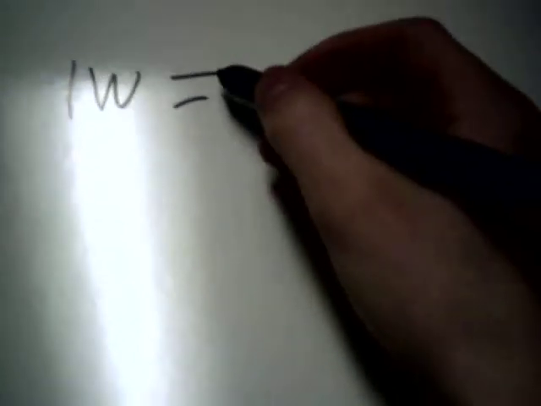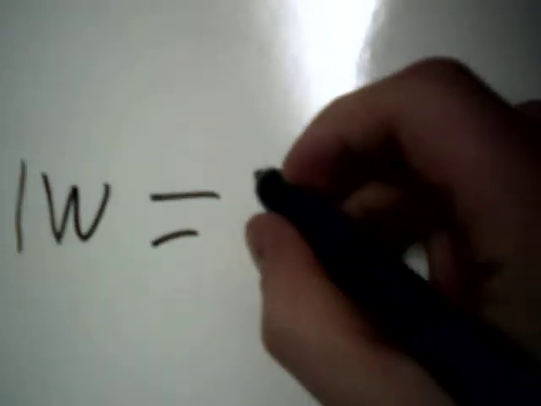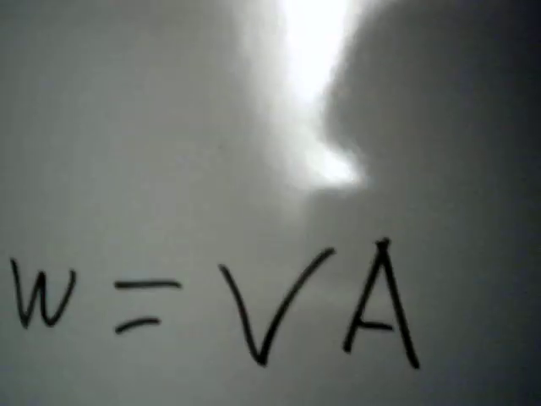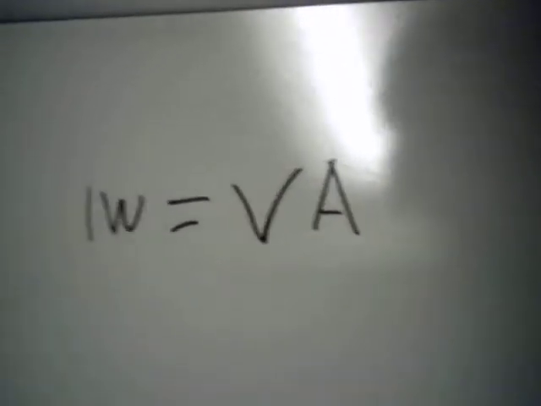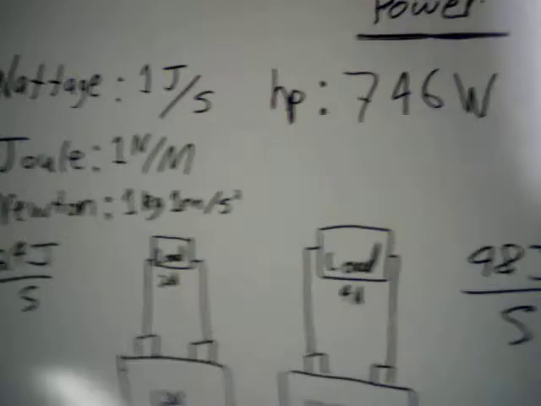An easier way to find it: you just multiply the volts times the amps, which gives us watts. There you go. There's basic power. Now you know about power, let's move on.